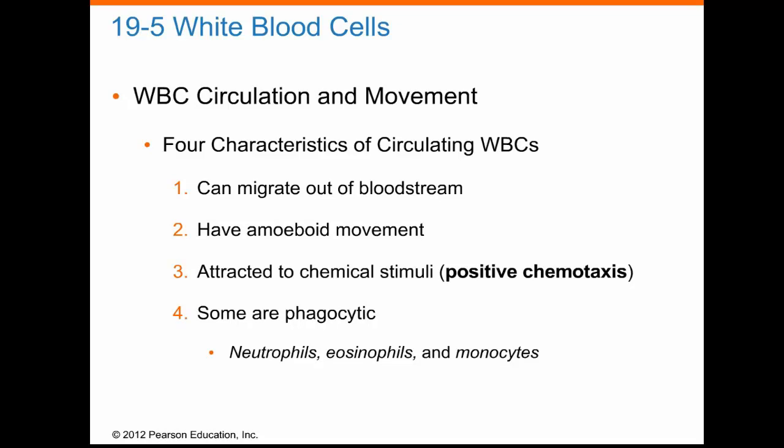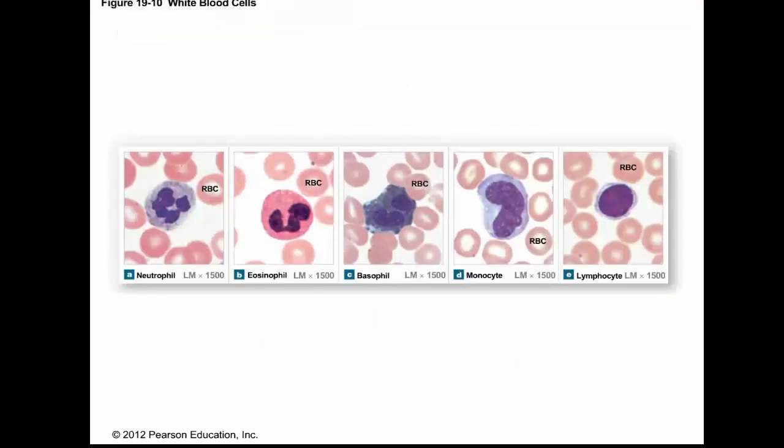Some white blood cells have the ability to phagocytose, which means that they can engulf waste products. These are neutrophils, eosinophils, and monocytes. Let's look more closely at each one.